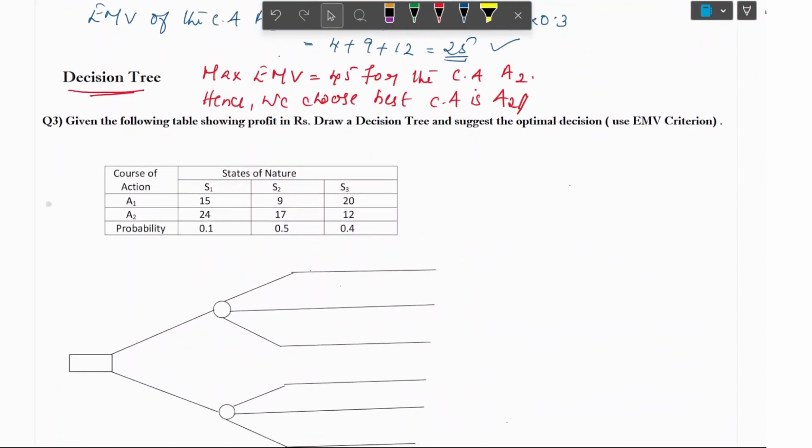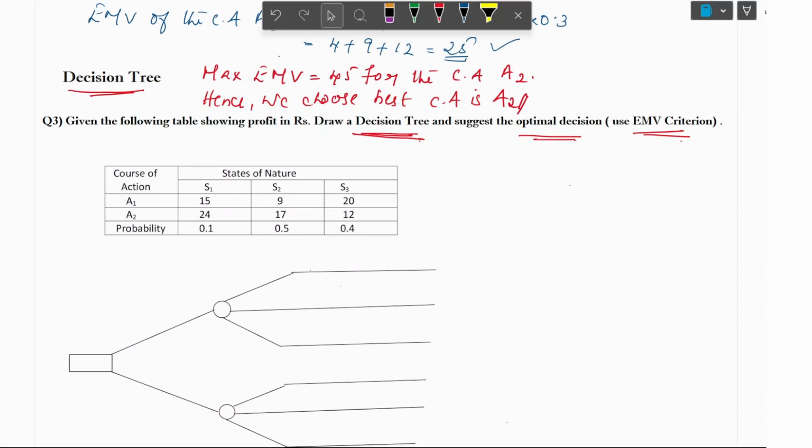See here, read the question. Given the following table showing profit in rupees, draw a decision tree. See here, they ask you to draw a decision tree and suggest the optimal decision. Use the EMV criteria. That means if the question is like this, you need to construct the decision tree, and by using EMV criteria, you need to find which is the best course of action.